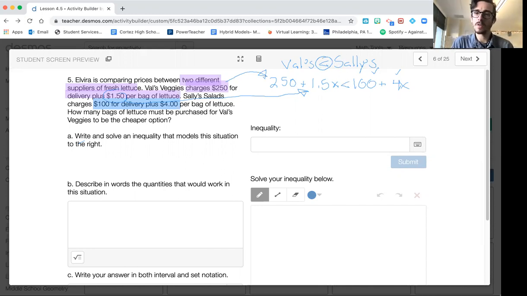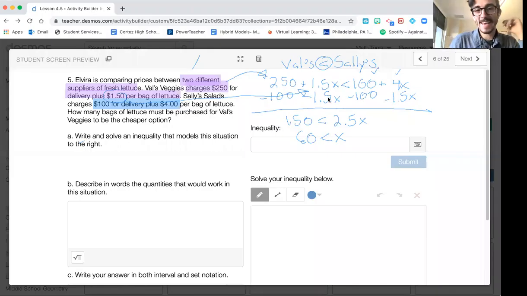Take a moment, try to solve this, try to move x terms to one side, constants to the other. We'll touch base in a second. This is saying that if you are making more than 60 pies, Val's is going to be cheaper. You could have done this all in one step where you're moving x terms to the right and constants to the left. So notice how I'm only left with x on the right, constants on the left. Eventually, if you divide both sides by 2.5, that gets you 60 is less than x.